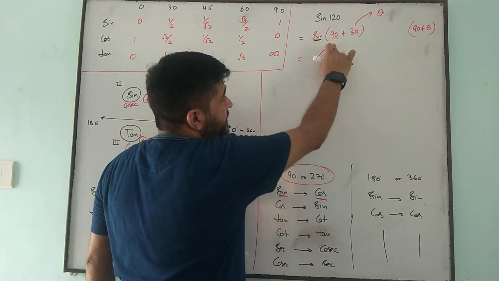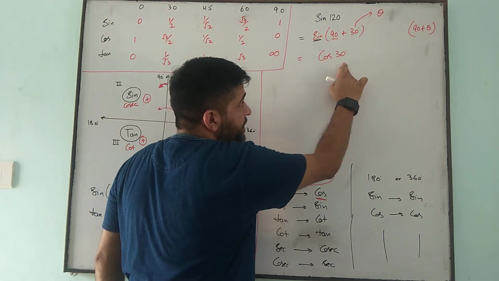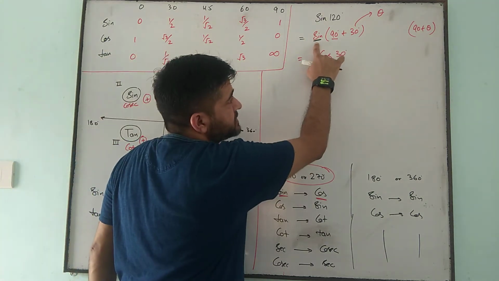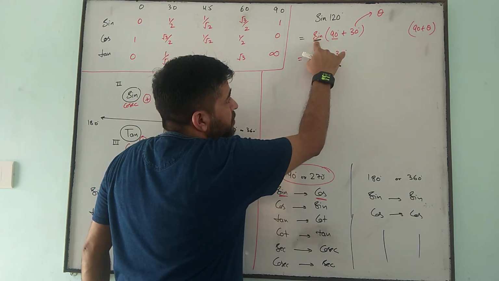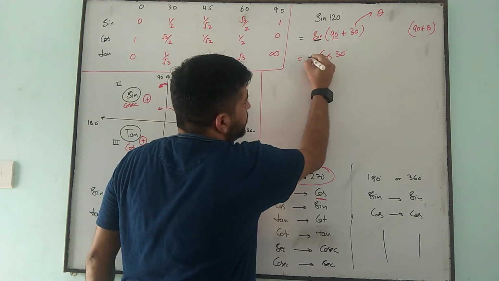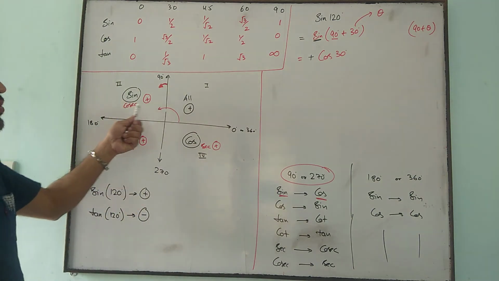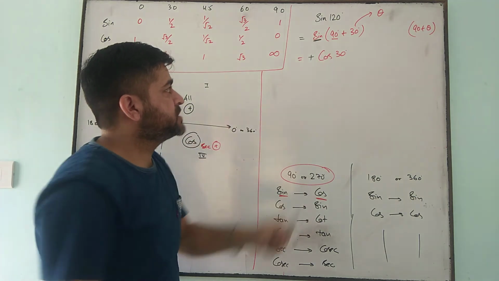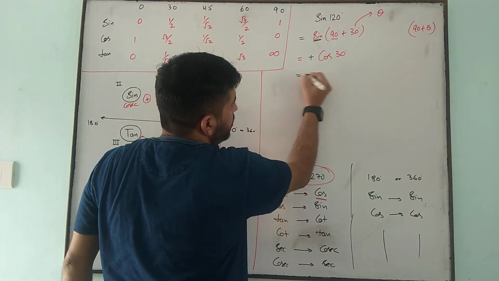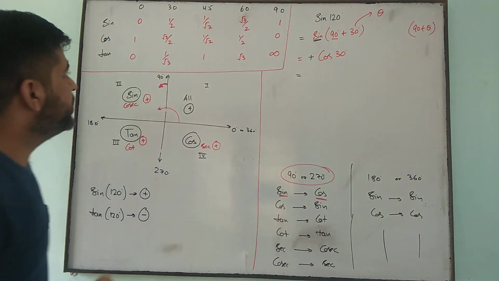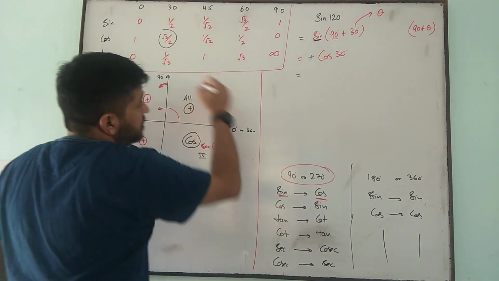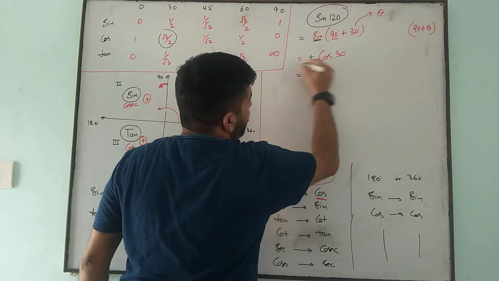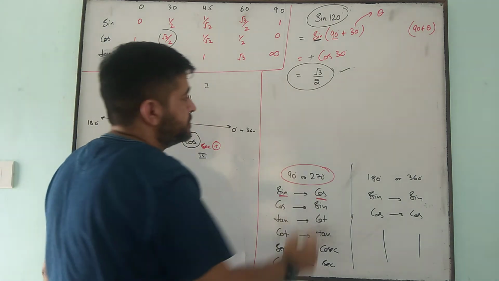90 plus theta, 90 means sine is changed into cos theta. For the quadrant, 90 plus theta is in the second quadrant, and in the second quadrant sine will be positive only. So put a plus sign here. In the second quadrant, you don't see cos here, the value which we are changing, right? So sine will be positive. So we got cos 30, and we know the value of cos 30 is root 3 upon 2. So plus root 3 upon 2 is the value for sine 120.